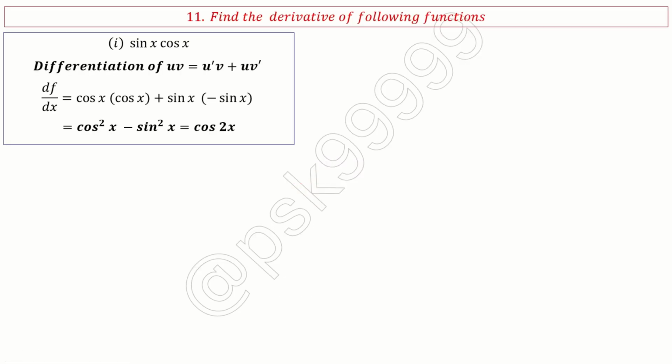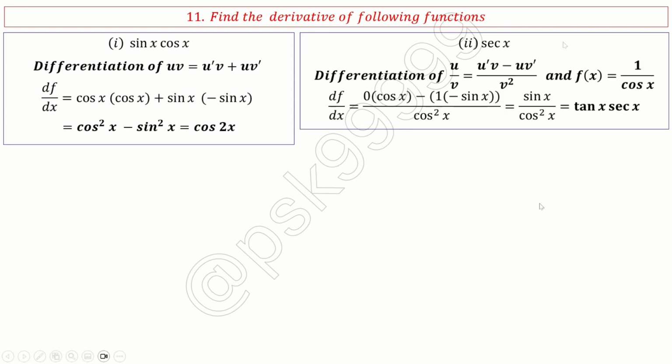Next, sin x cos x. You will apply the differentiation of uv, which is u dash v plus u v dash. Just apply it carefully, you will get cos 2x as the answer. Secant x, derivative of secant x, we will apply the rule of differentiation of u by v form: u dash v minus u v dash divided by v square, and we will take f of x as 1 by cos x. We already know the derivative of cos x, so it is very easy to do. So 1 by cos x I will take as secant x. So the answer is tan x into secant x. These are the values you should remember for your differentiation, either maths or physics. These are very standard formulas for differentiation.